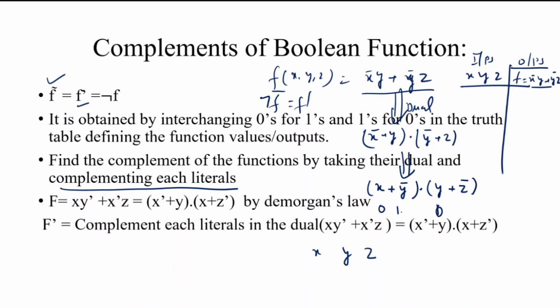When the value of x is 0, y is 1, and when the value of y is 0, z is 1, then only the output will be 0, and for the rest of the possible combinations the output is 0. So these are the two methods to find the complement of a function.